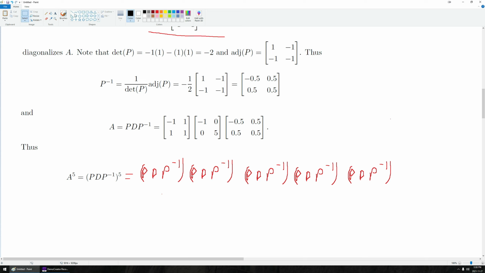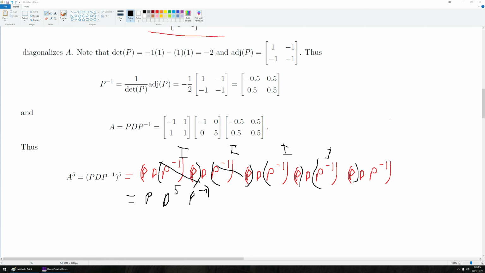I can regroup matrix multiplication in any way I want. So I could regroup this so that this term is grouped with this term here. This is just the identity matrix. I can do the same thing here. This is the identity matrix. The same thing here, and the same thing here. So if I put all these together, all of these things become identity matrices, and all that I'm left with is P times D times D times D times D times D, that's just D to the 5th, times P inverse. Okay, this works in general.